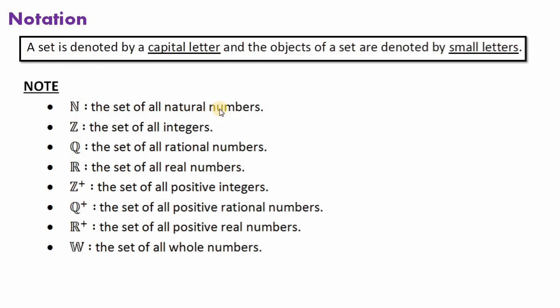That means the numbers 1, 2, 3, 4, 5, 6. If I keep all of them in a group or in a collection, then that collection is called your set of natural numbers and it is denoted by N.